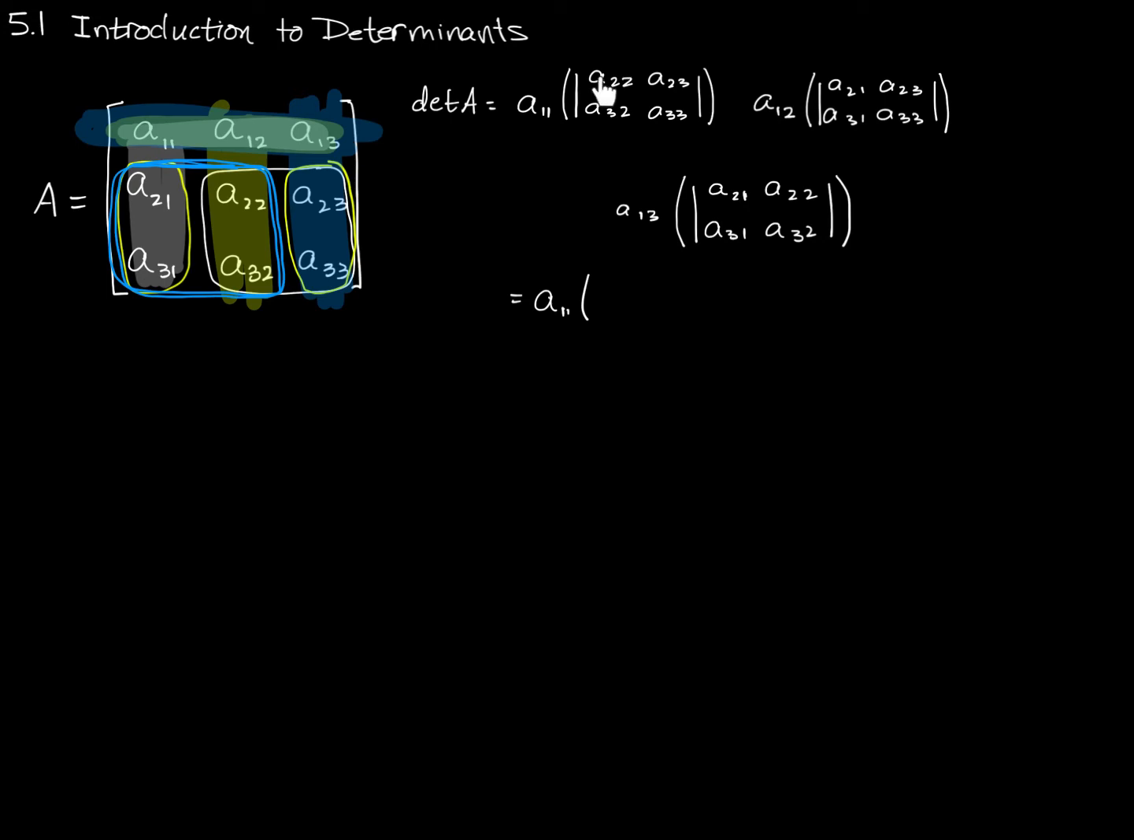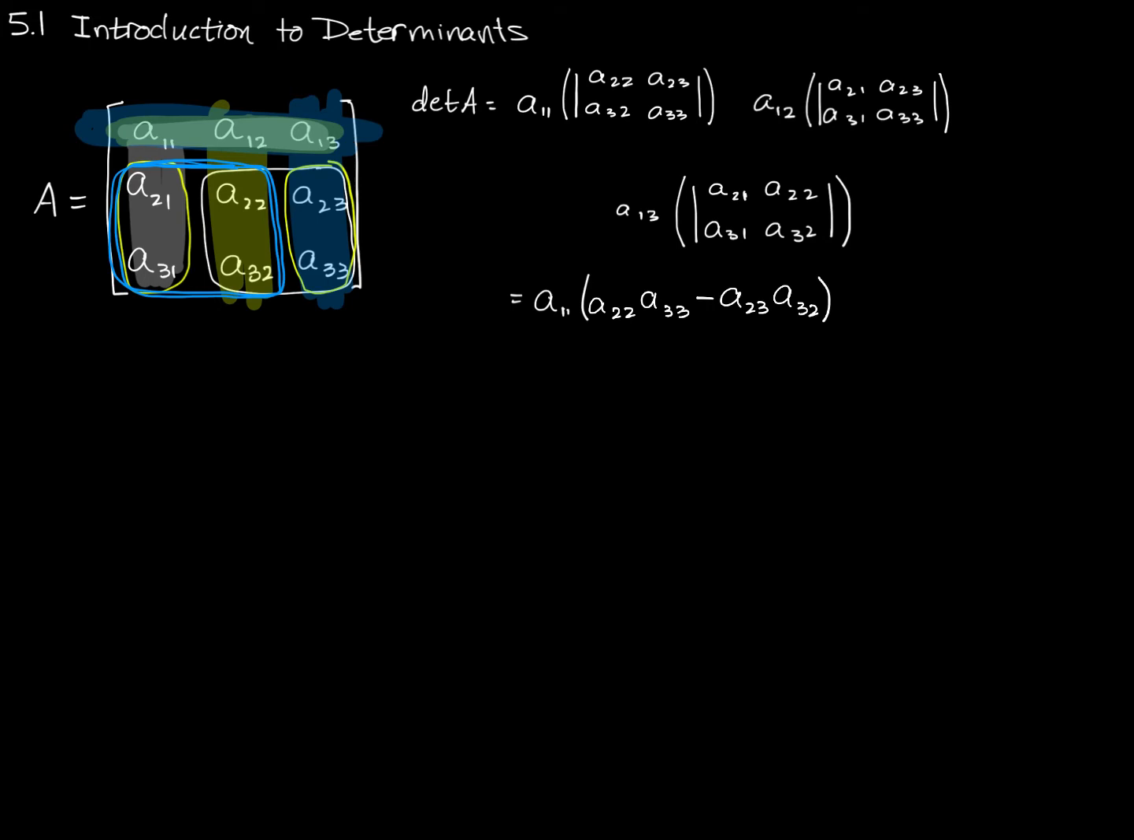I'm going to multiply these two values and subtract the product of those two values. So I'll get A22 times A33 minus A23 times A32. Oh, there's something I forgot.